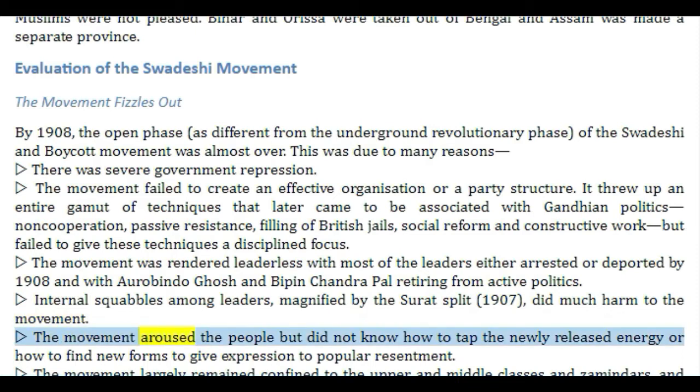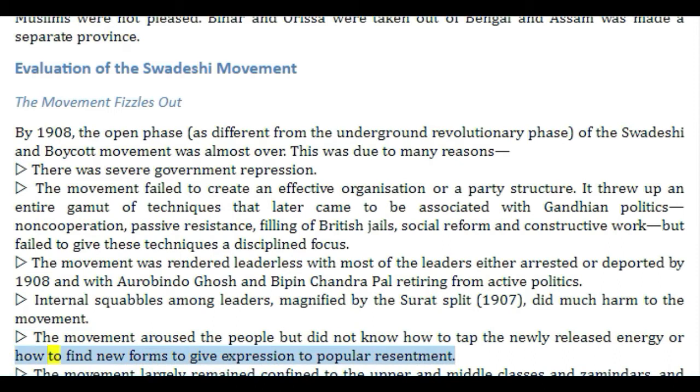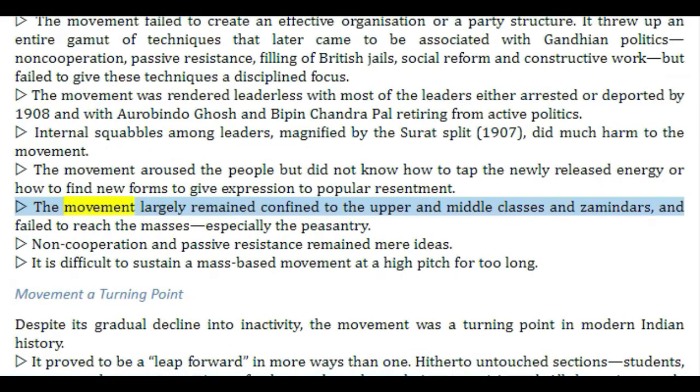The movement aroused the people but did not know how to tap the newly released energy or how to find new forms to give expression to popular resentment. The movement largely remained confined to the upper and middle classes and zamindars, and failed to reach the masses, especially the peasantry. Non-cooperation and passive resistance remained mere ideas. It is difficult to sustain a mass-based movement at a high pitch for too long.